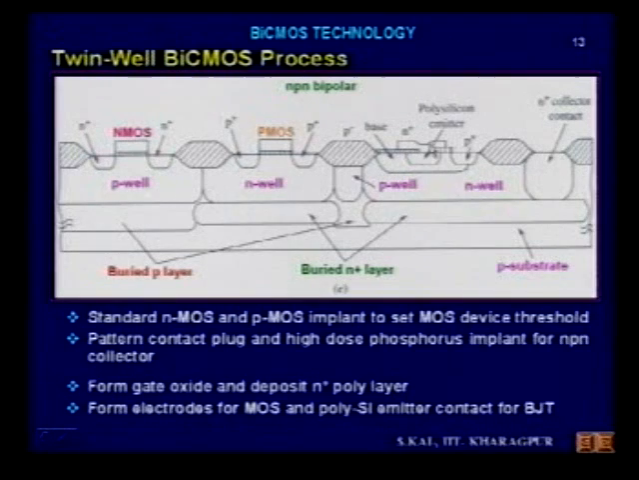So the polysilicon emitter contacted BJT is there, P plus extrinsic base is there, this is the base region, N plus collector, this is the buried layer, this is the N well, which will act as an epitaxial layer here. Now this is the P well. Here in the N well you form the PMOS, and in the P well you form the NMOS. On oxide, polysilicon is there for gate. After that you open contacts and then metallization follows. This completes the twin-well BiCMOS process.